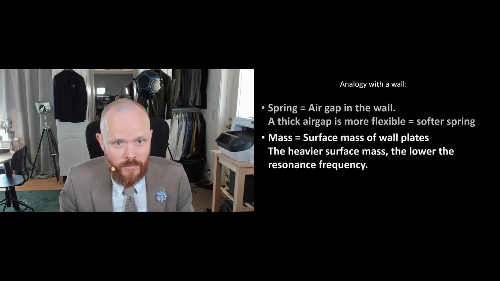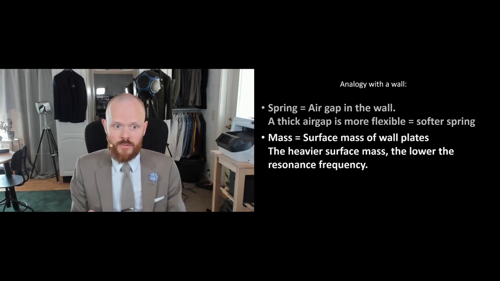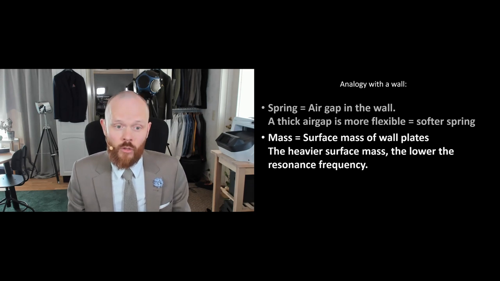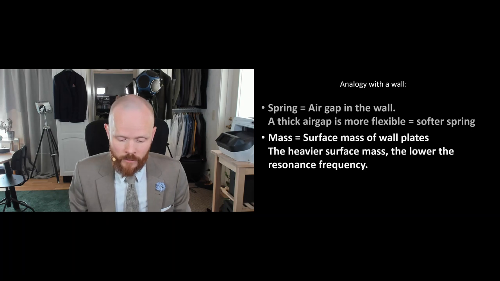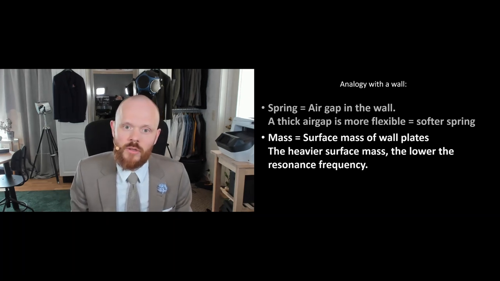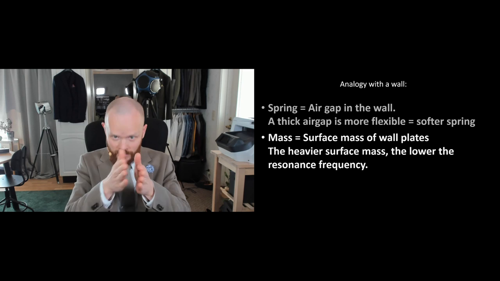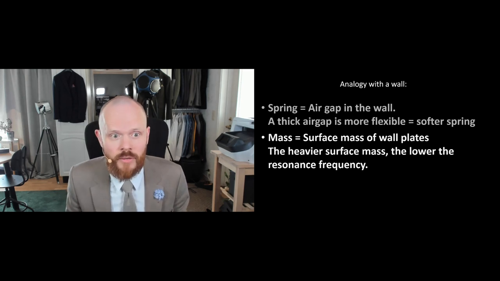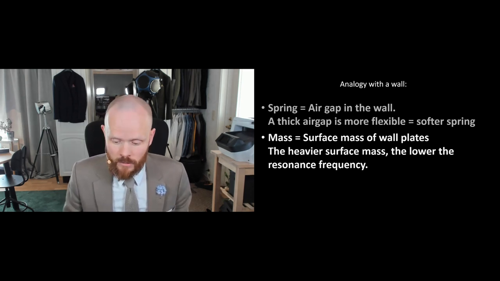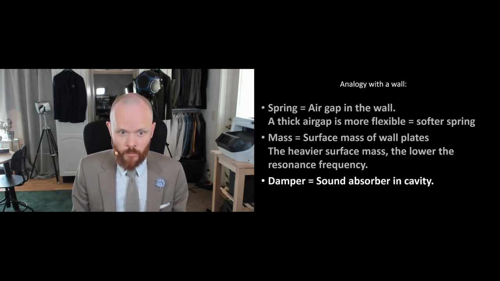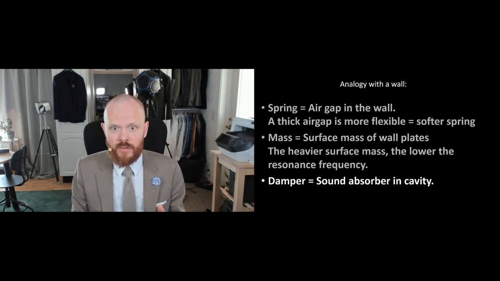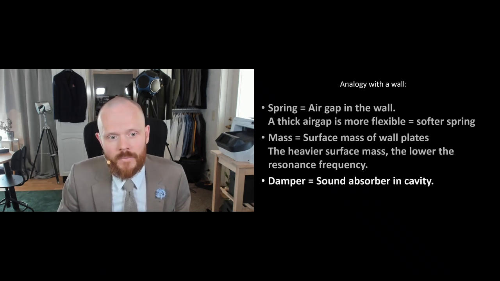And then you have the mass, which is like the surface mass of the wall plates. The heavier the surface mass, the lower the resonance frequency. That's why, when we have acoustic problems or want to achieve very high sound insulation, we add several layers of gypsum to increase the mass. And finally, we have the damper, which in this case would be the mineral wool, the sound absorber that we put inside the cavity inside the wall. So it's a good analogy.